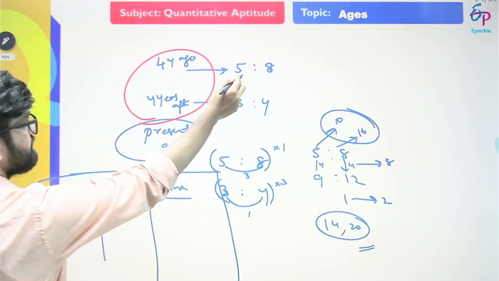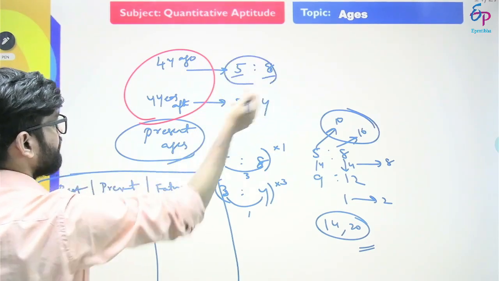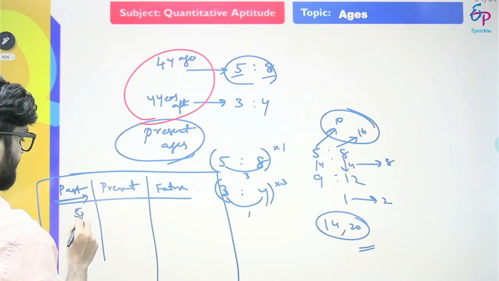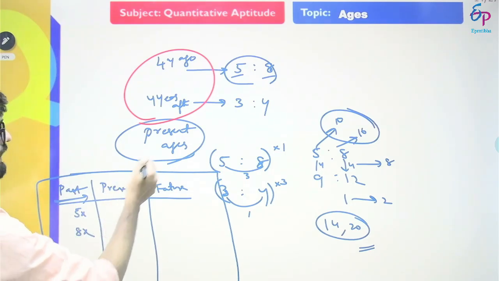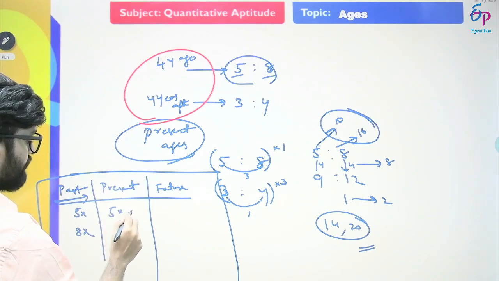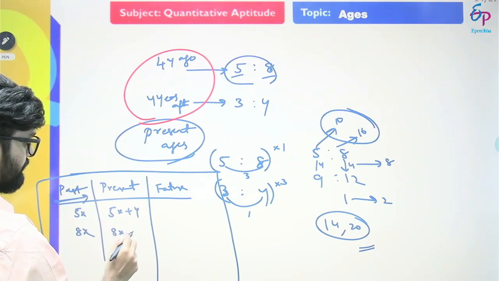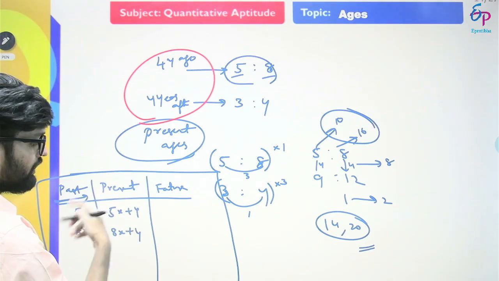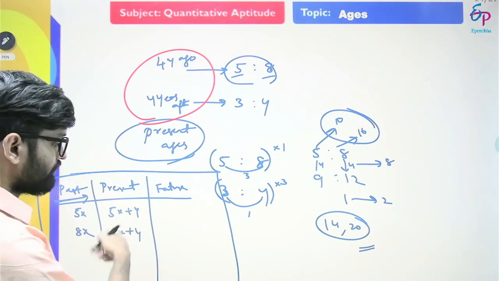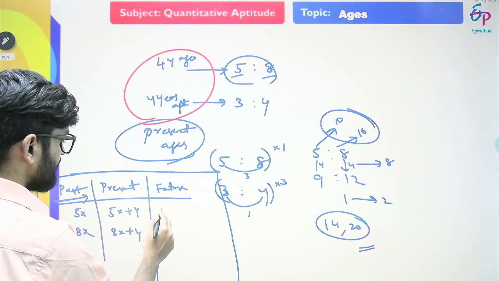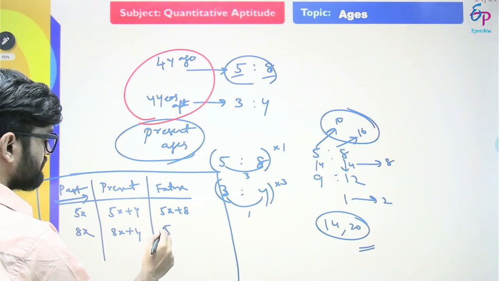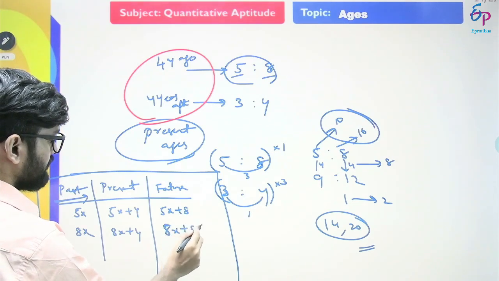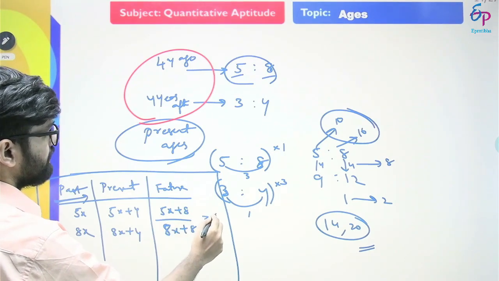Okay, if you have a ratio, you can take it in the form of x. That means this is 5x and this is 8x. But after 4 years, this is 5x plus 4 and this is 8x plus 4. This should be the values which we are going to find out. In order to do so, you have to find out what is the x. This is 5x plus 8. After 4 years means you have increased 4 years as well. So the ratio between these two is 3 by 4.